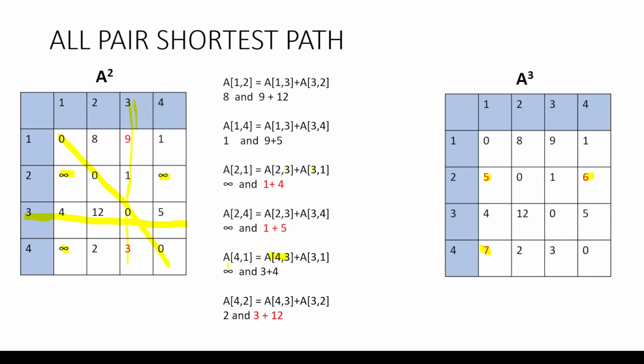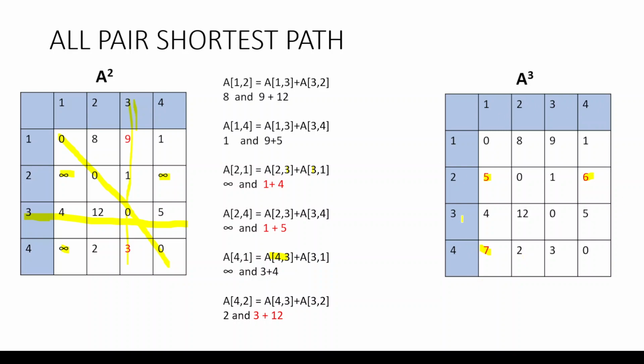Now we'll have to check for this, A of 4 comma 2. A of 4 comma 2, we are checking if there is a shorter path from A of 4 comma 3 and then from 3 comma 2. A of 4 comma 2 is 2. A of 4 comma 3 is 3 and A of 3 comma 2 is 12. So between 2 and 3 plus 12, 2 is smaller. So this is retained as it is in the new adjacency matrix. Now we have got an adjacency matrix with respect to 3 as the intermediate node.